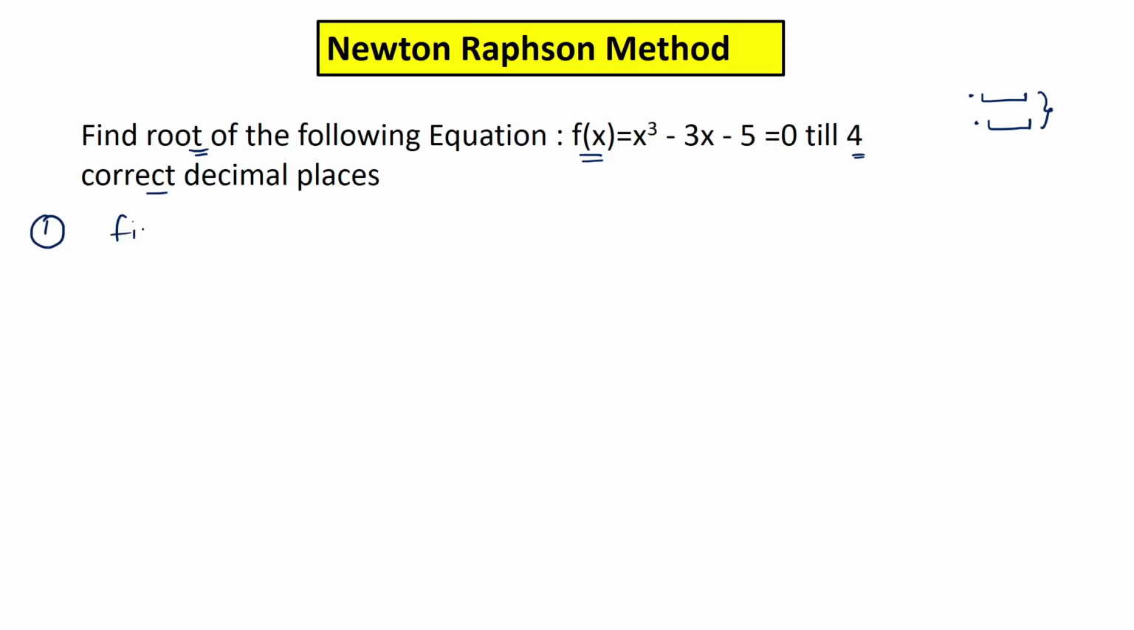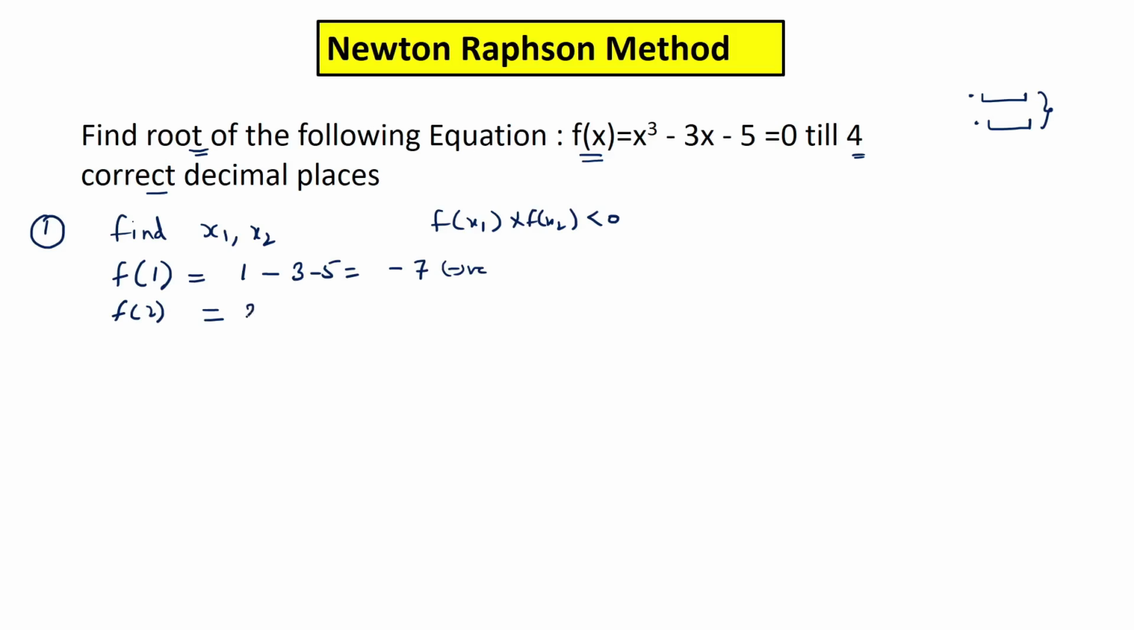So firstly, we have to find 2 points x1 and x2 such that this opposite sign condition is true. So let's put some values and see where we can get this condition satisfied. Let's say if we put 1 in this equation, it will be 1 minus 3 minus 5, which is total minus 7. So this is the negative value. Now let's see for the positive value. If I put 2, then this will be 2 cube minus 3 into 2 minus 5, that means it will be minus 3. Again a negative value.